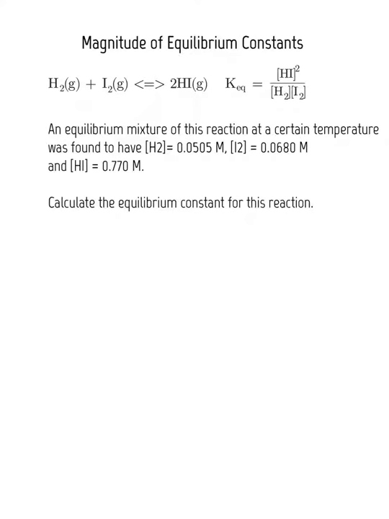We are now going to learn how the magnitude of the equilibrium constant varies with different concentrations. Notice we're going to use our reaction between hydrogen and iodine to form hydrogen iodide. And the equilibrium expression is going to be HI squared divided by hydrogen times iodine. Notice all the products as well as all the reactants are included in the equilibrium expression, and that is because they are all gases.